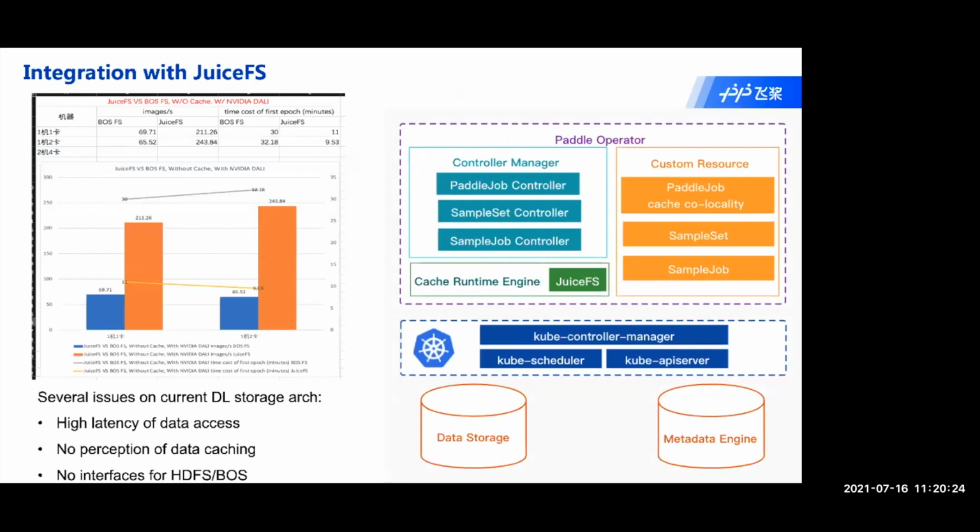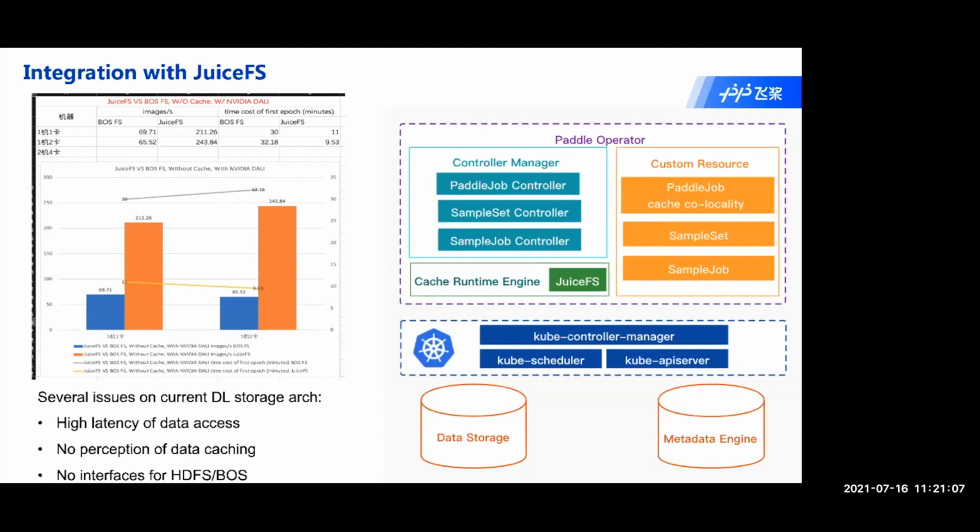Okay, and for integrating with JuiceFS, here we are talking about the cache system right now in the Paddle operator. Currently, the separation of computing and storage architecture leads to high latency of data access and slow training in our inner cluster. The deep learning tasks used by the model team need to access a large number of small files, and the performance difference between reading the massive small files from a remote storage service and reading from local is nearly 10 times or even 100 times.